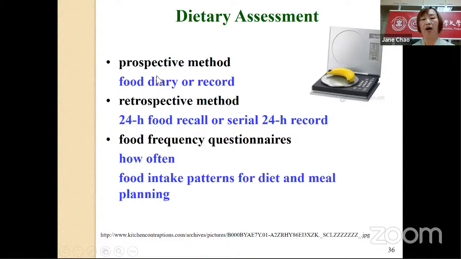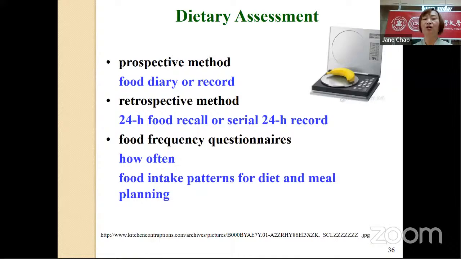So that's the problem for the elderly. Even for prospective, retrospective and the food frequency questionnaires, all the methods need memory, okay? So if none of these assessments is suitable for the elderly, how can we have an alternative way to do dietary assessment, especially for the elderly? If you think that all the methods are not accurate enough, and if you want a more accurate, more correct dietary assessment, we need someone to help the elderly do the 24-hour record or the food frequency questionnaire.